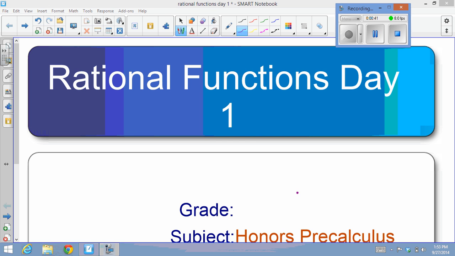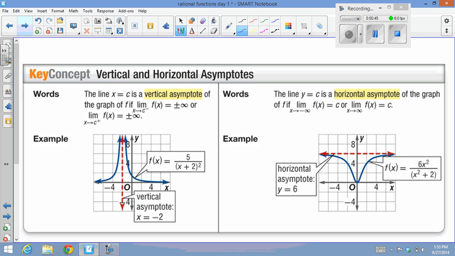So here we go. Rational functions, day one. We're going to talk about vertical and horizontal asymptotes. Vertical asymptotes are asymptotes that are vertical, and horizontal asymptotes are asymptotes that are horizontal. Remember, an asymptote is a line the graph gets really close to, but never ever crosses. It's a boundary line. So a vertical asymptote is going to occur wherever the denominator equals 0.